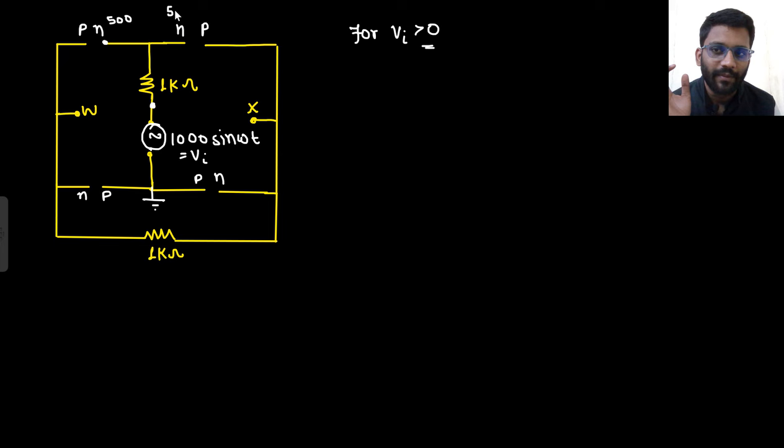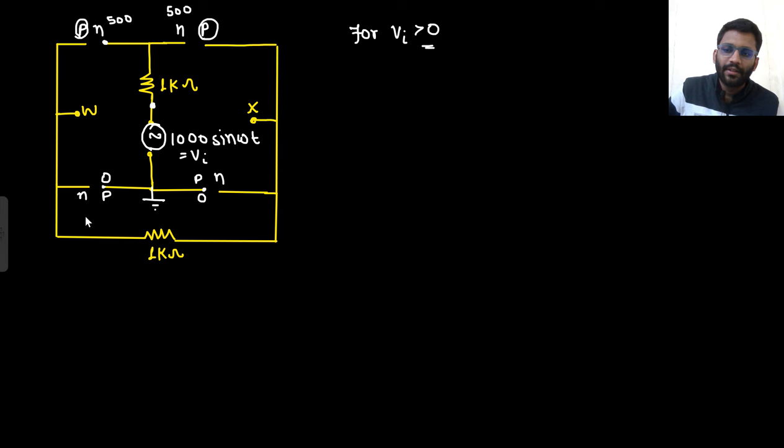What about this? This potential will be 0. P potential will be 0. Here also this potential will be 0, because this is grounded and we are applying open circuit test. This potential will be 0. This potential will be 0. Can you tell me what will be the potential of this point? This point, this point, and this point.